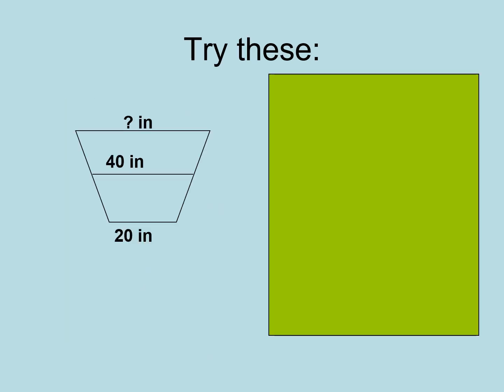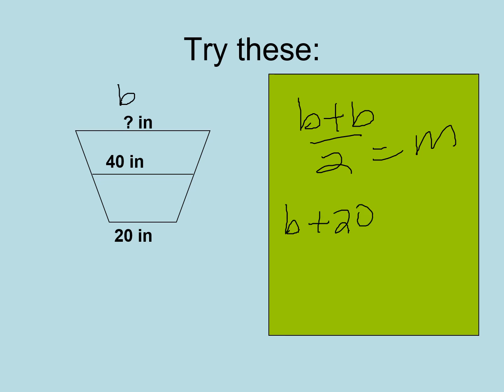And you can work it backwards and forward. So this time I'm missing a base. I'm missing B, but I've got the median already. So my formula, base plus base divided by 2 equals the median. My base, one I don't know, the other one's 20, divided by 2. The median, I've already got it, is 40.